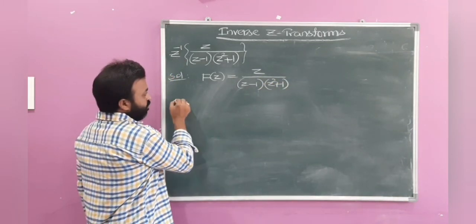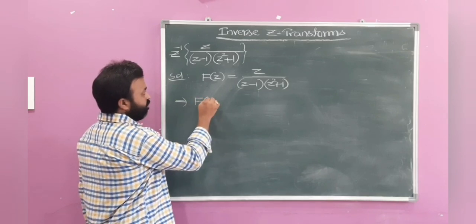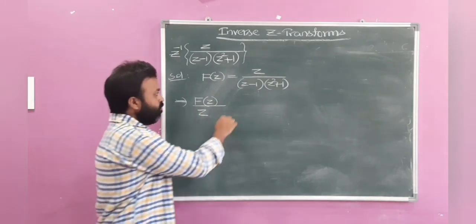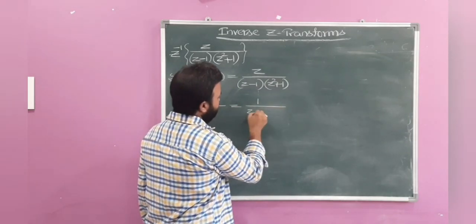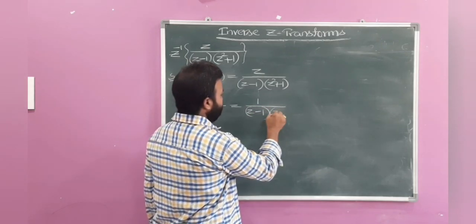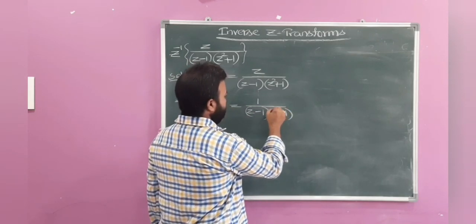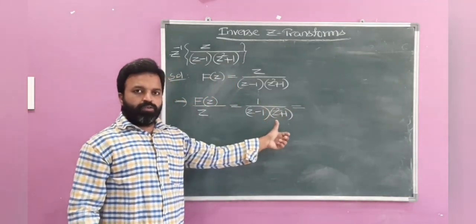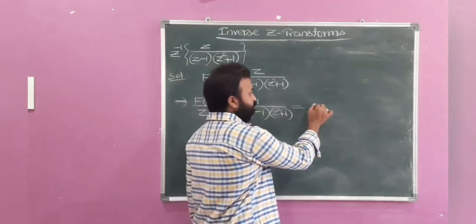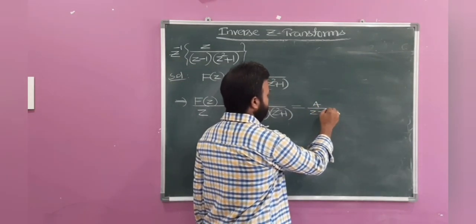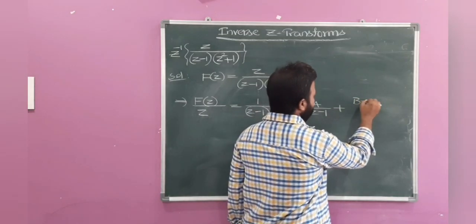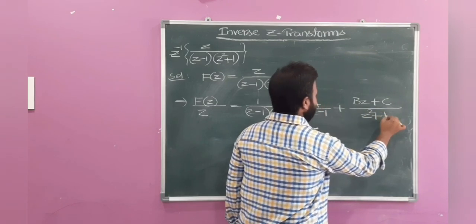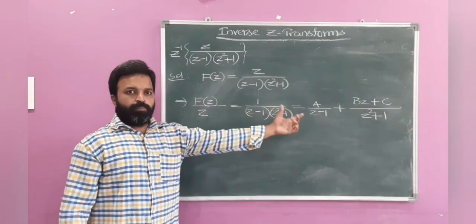Okay. So by cross multiplying with this z to the left side, so we have f of z by z equal to 1 by z minus 1 into z square plus 1. Okay. So by using partial fractions, this can be written as 1 by z minus 1 into z square plus 1 can be written as a by z minus 1 plus bz plus c by z square plus 1. So we resolve it into partial fractions.